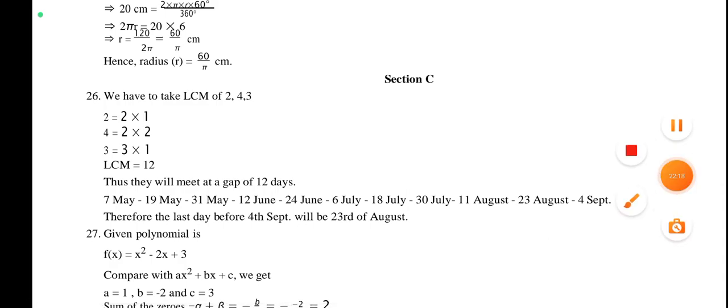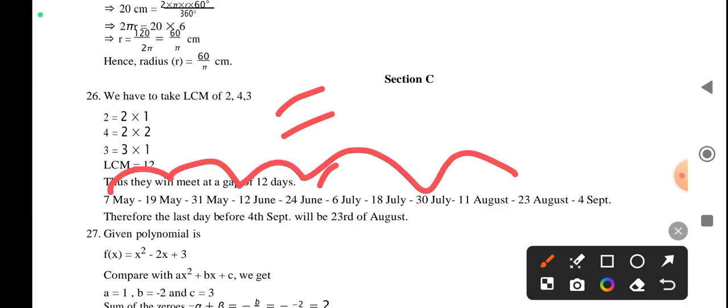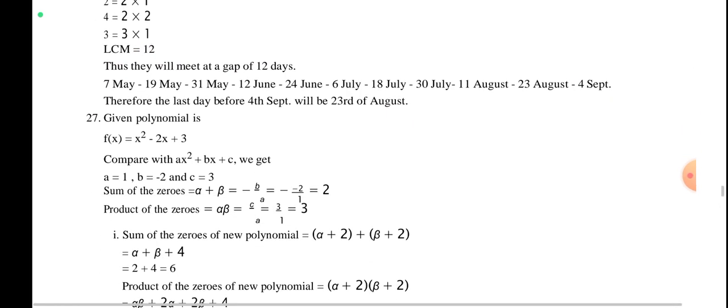Then 26, if you take the LCM of 24 and 3, we got the answer 12. And they are asking for the last day before 4th September. So we are getting a 12 days gap we added. At last, before 4th September, 23rd August is the answer. So you should write and get this answer.